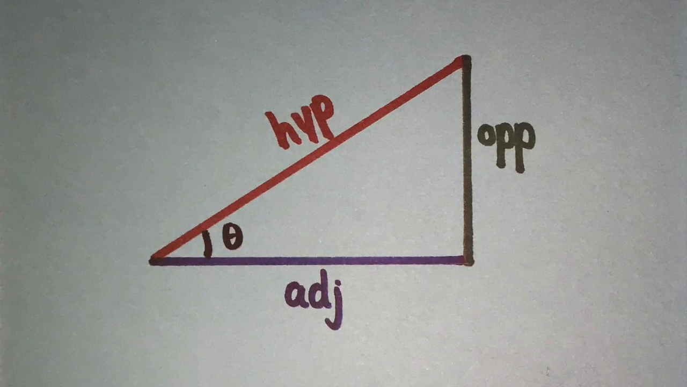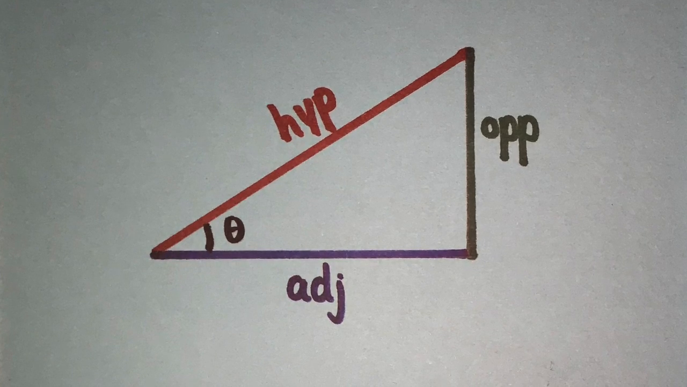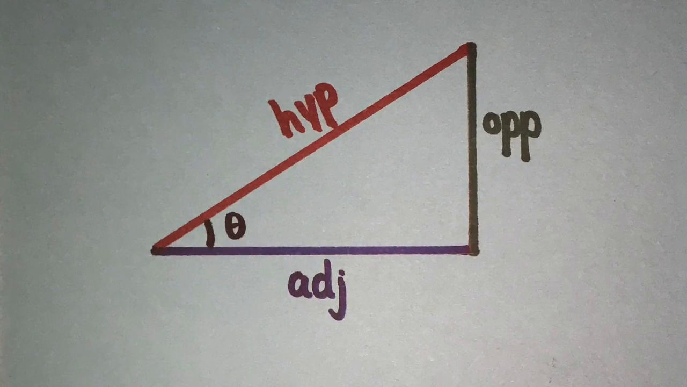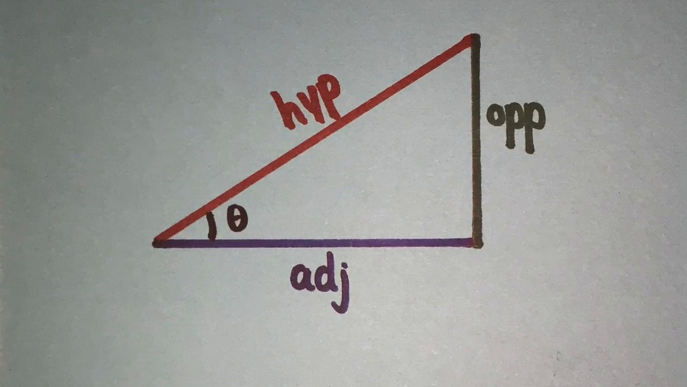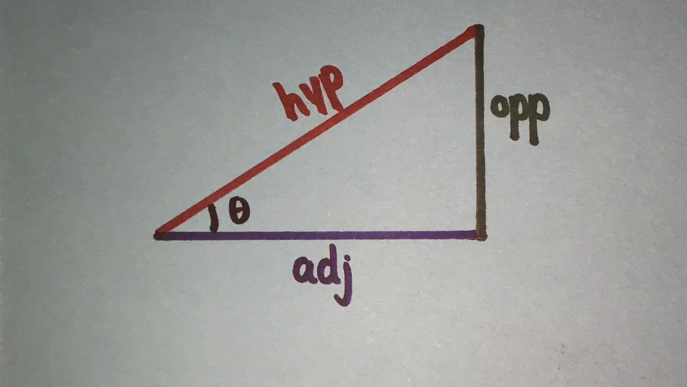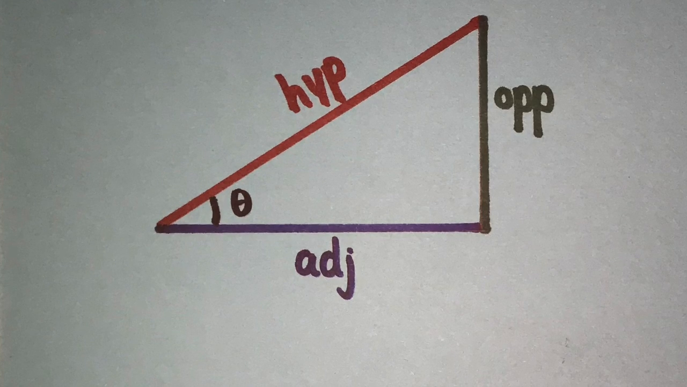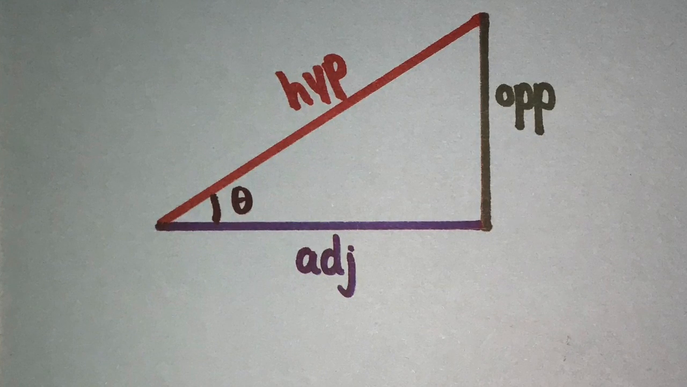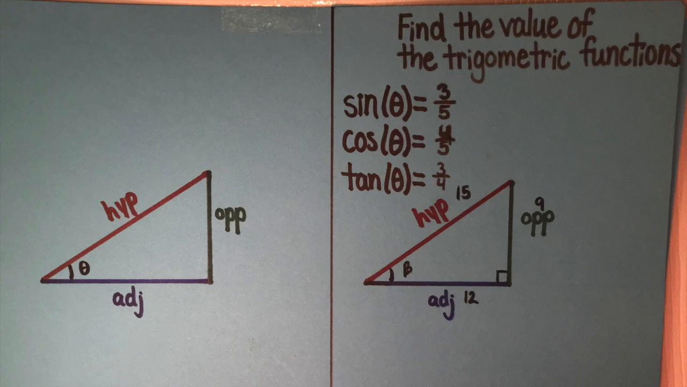Here I have my right triangle where red represents hypotenuse, green represents opposite, and blue represents adjacent. Hypotenuse will be the longest leg on the triangle. The opposite leg will be opposite of the hypotenuse, and the leg left over is adjacent. That's all you need to know for now, so let's use what we know to find the value of trigonometric functions. Here, I have a right triangle with sides of 9, 12, and 15.